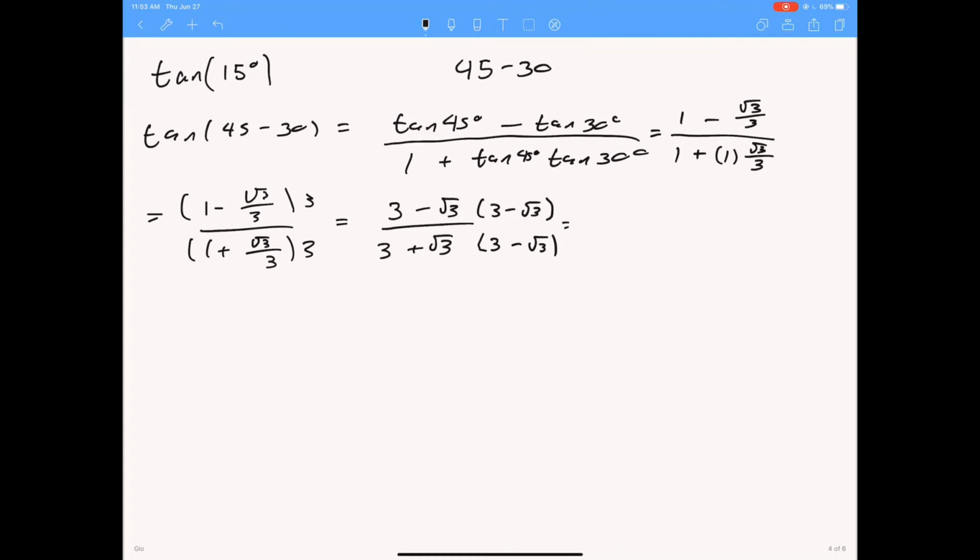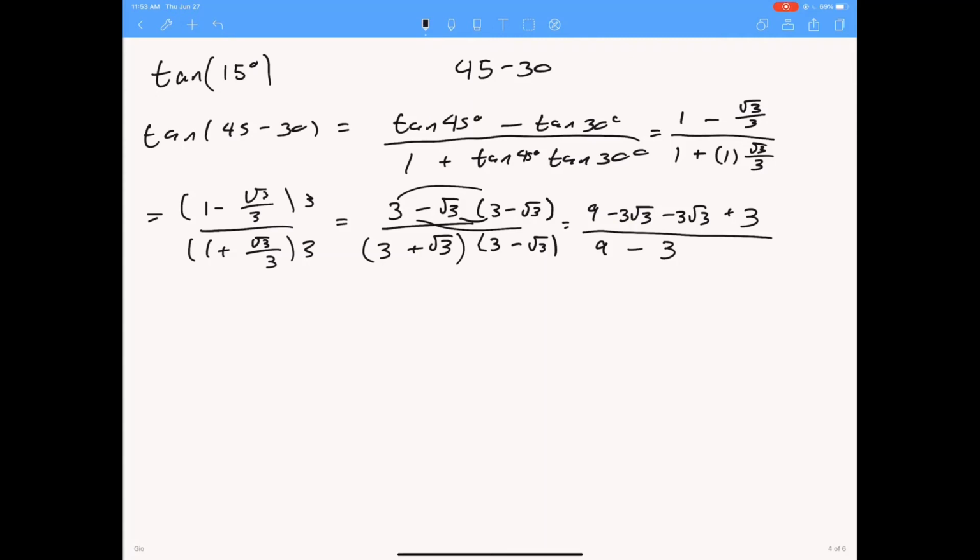So we just have to FOIL our numerator. That'll be 9, and then we'll have a minus 3 root 3, the outer. The inner will be minus 3 root 3. And last, negative root 3 times negative root 3 is positive 3. Our denominator is a difference of two squares, so it will just be the difference of the squares of both terms: 9 minus the square root of 3 squared, which is just 3.